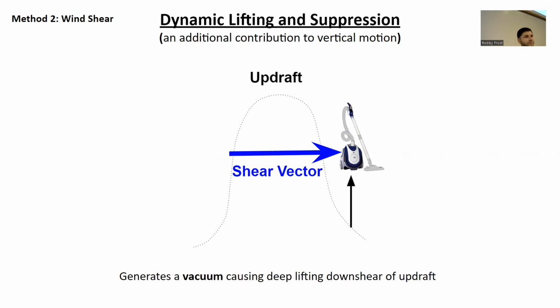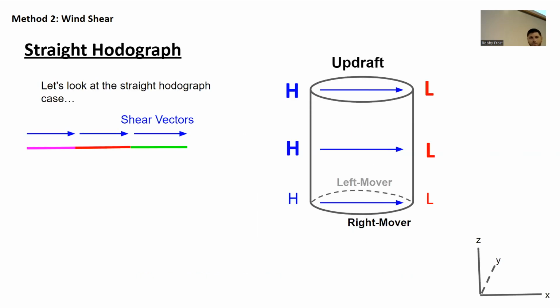That low, it's the same thing. It's a vacuum cleaner. It's a low sitting aloft that's going to suck air upward from below. So that's the conceptual model. You have a shear vector impinging on an updraft, and a low develops downshear, high upshear.